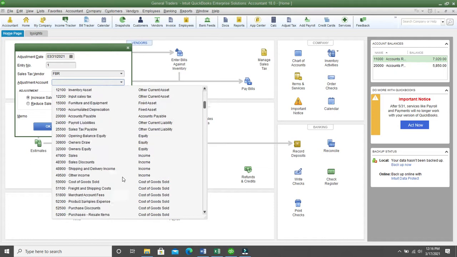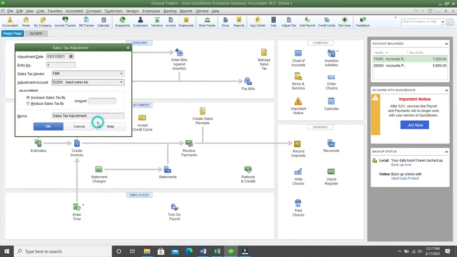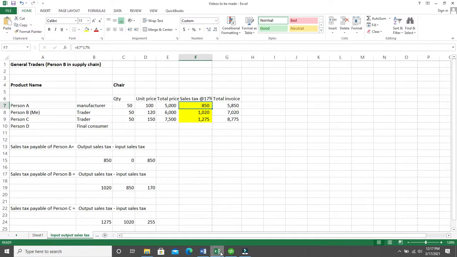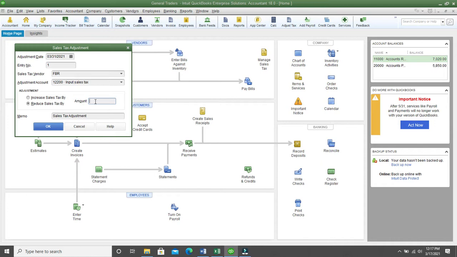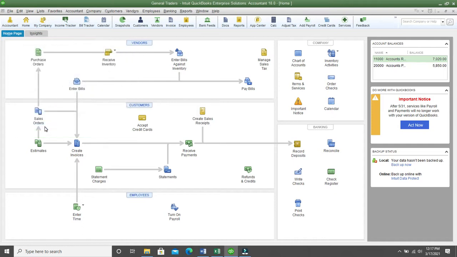You should select the adjustment account as input sales tax, because I want to adjust my input sales tax from my output sales tax, and my sales tax liability shall be decreased by the amount of input sales tax. So I shall select reduced sales tax by, and I shall enter the amount manually. I shall enter my input sales tax, which is 850. So I shall record 850 in this column, and memo is sales tax adjustment. Then click OK. I have adjusted my sales tax input.